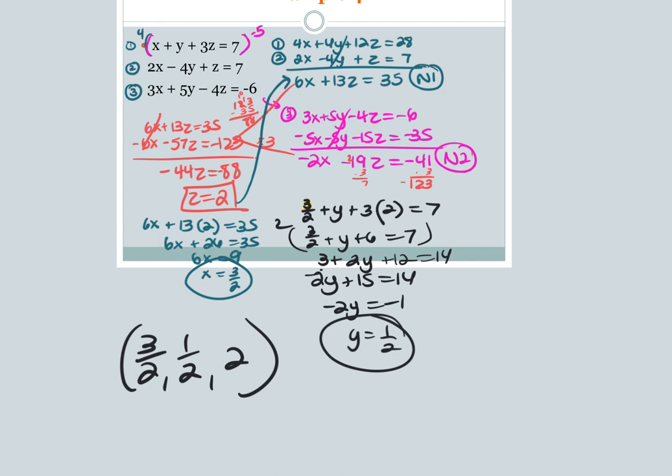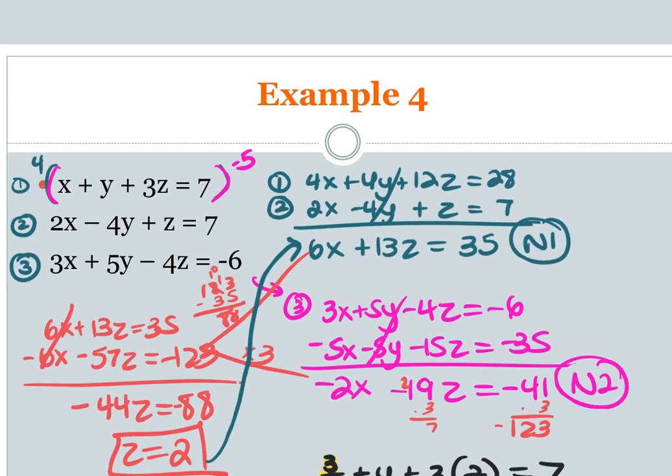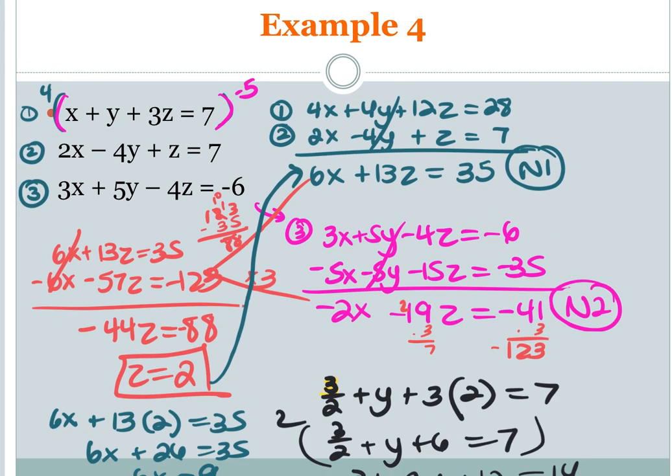So your process might be completely different because you might have picked different ones, but we picked new 1, new 2. That was in the teal. And we picked 1 and 2, sorry. And we multiplied number 1 by 4. And then we got 6x plus 13z equals 35. Then you had to use 3, so we used 3 with 1 and multiplied 1 times 5. So I got negative 2x minus 19z equals negative 41. That's new 2. Then on the red on the left, we combined new 1 and new 2 and got z equals 2.